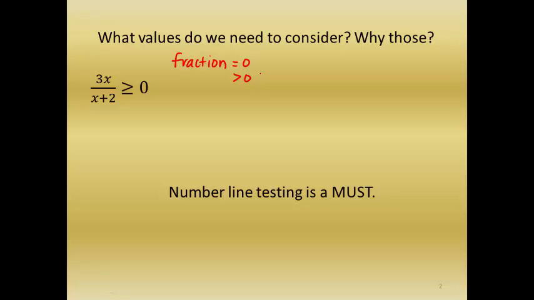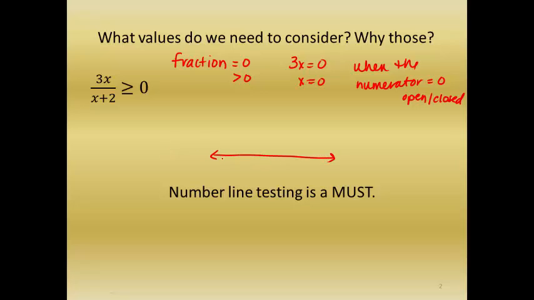So the numerator will equal 0 when x equals 0. So I need to consider when the numerator equals 0. And this is going to decide whether or not I use an open or a closed circle. And in this case, I would have to use a closed circle by putting a 0 on my number line, because I want it to be acceptable to equal 0.